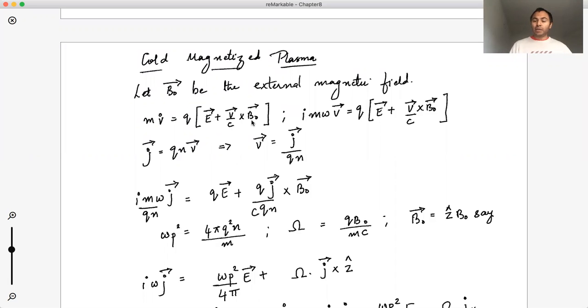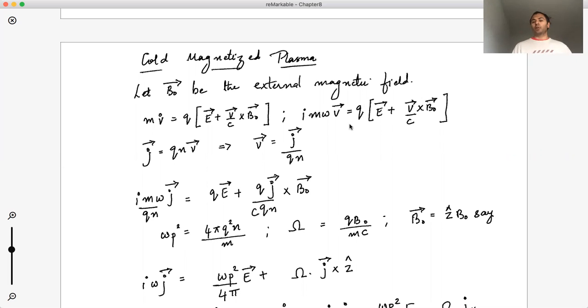But the external field B naught, which is a uniform field, is not a wave. I'm just assuming that it's a static uniform field. This can be much larger than the electromagnetic field of the wave itself. So even though v is far, far less than c, B naught can be far, far greater than B or E, right? And so we can't just neglect this term. So we're going to keep this term, just like we did when we solved for the dynamics of a charge in an external magnetic field. You saw that the charge goes in circles, right? A lot of the algebra will proceed similar to that.